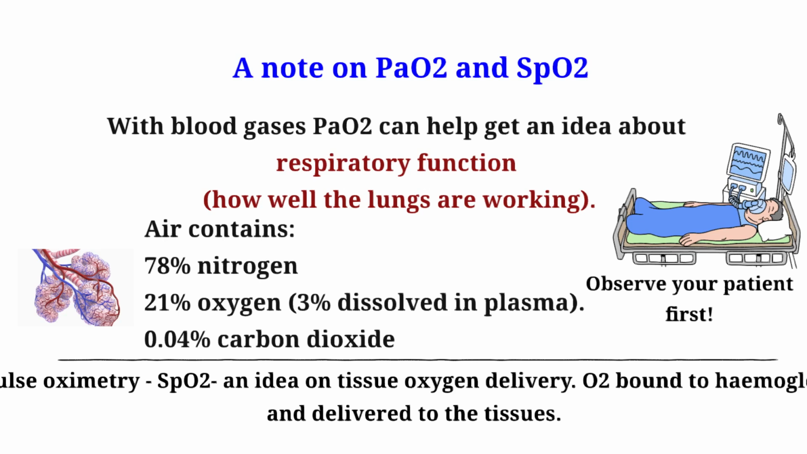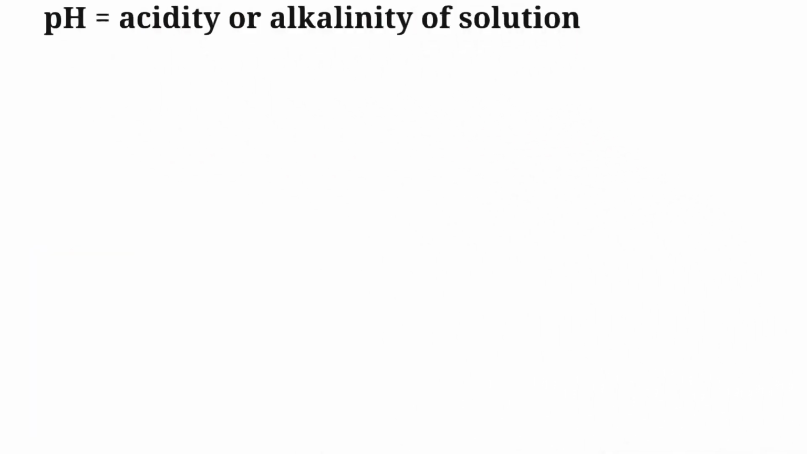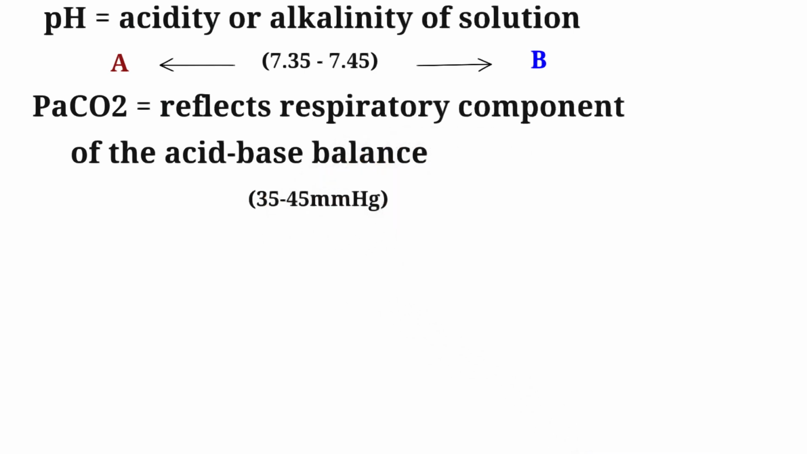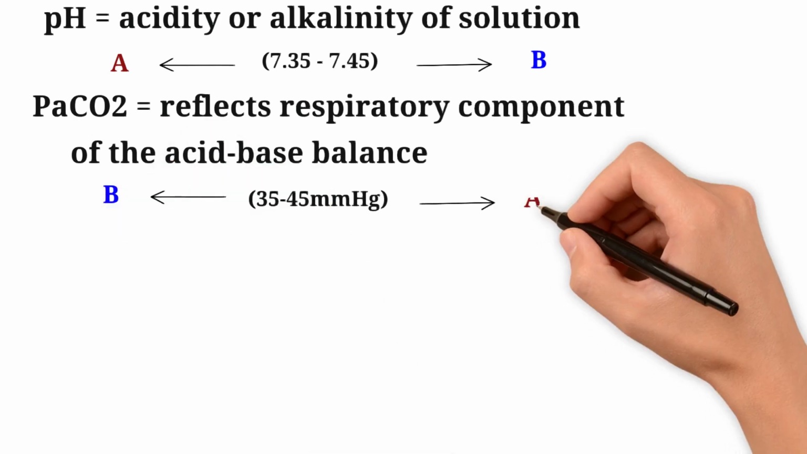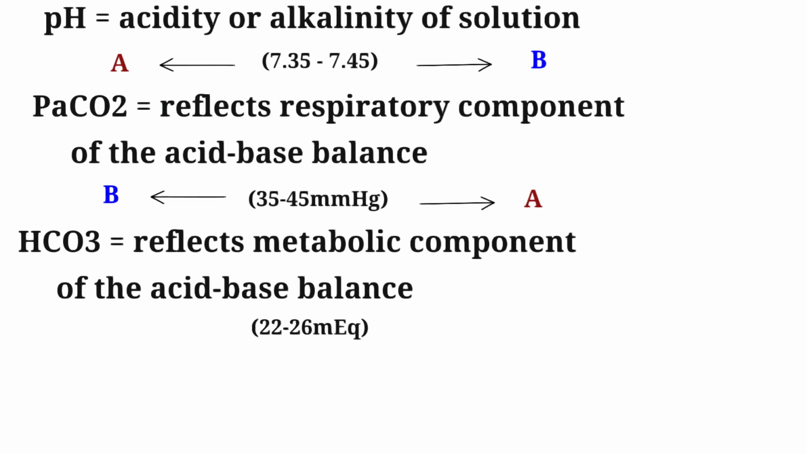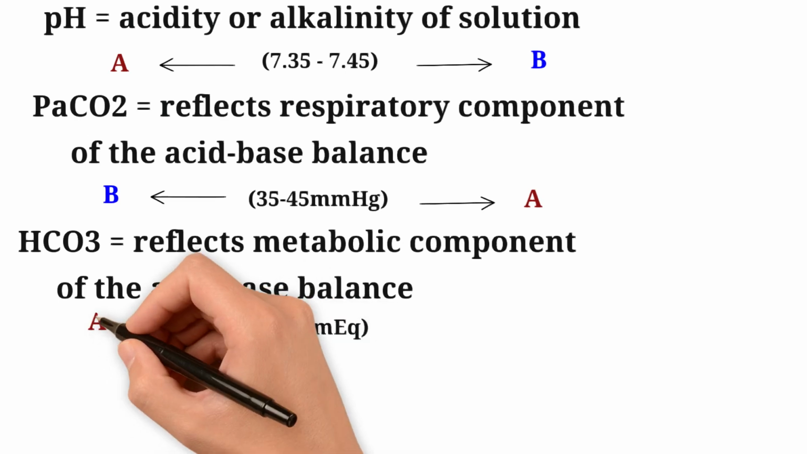Let's look at some of the parameters. The pH is the acidity or alkalinity of the solution. And with our blood, anything below 7.35 is acidotic. Anything over 7.45 is alkalinic, which we call a base. The PCO2 reflects a respiratory component of the acid-base balance. It's 35 to 45. Anything to the left is a base. Anything to the right is an acid. And bicarbonate reflects a metabolic component, and that's 22 to 26. Anything to the left is an acid, anything to the right is a base.